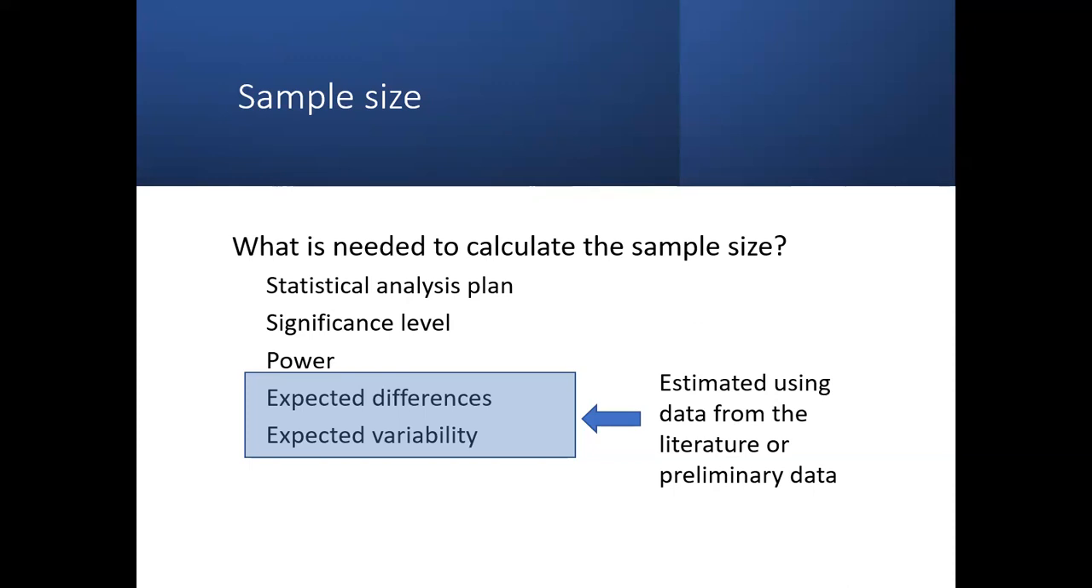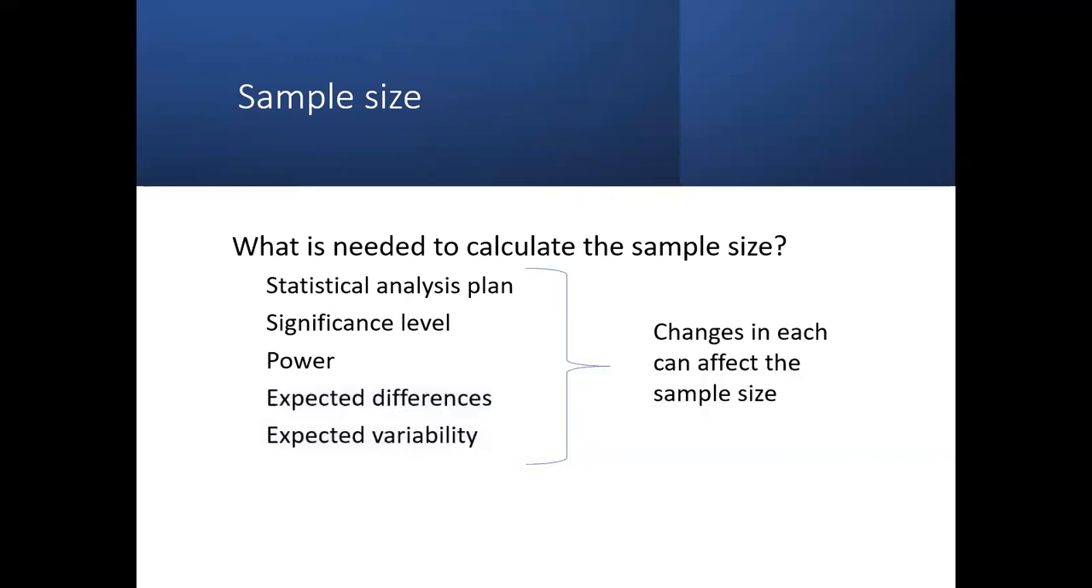So those are the things that we need to calculate the sample size for a study. And changes in each can affect the sample size. So if we want a lower chance of making a type 1 error, then we're going to have to get a bigger sample. If we want to increase our power, so lower type 2 error, then that's going to cost us additional sample size. If there's a smaller difference between those two groups, we need a bigger sample size to see it. Or if there's more variability, we're going to need a bigger sample size. So we really have to carefully think through everything to come up with a good estimate.